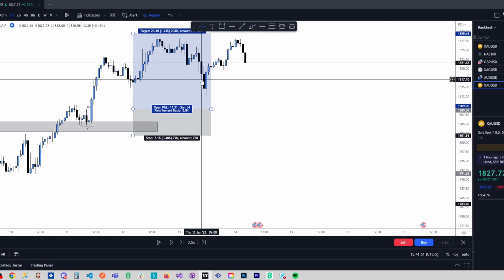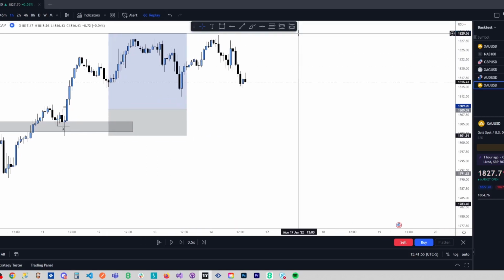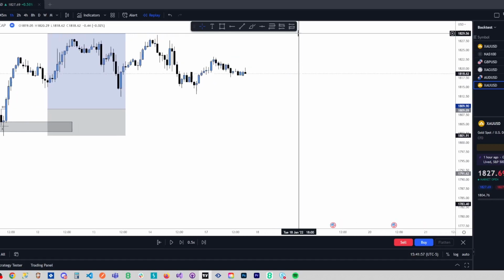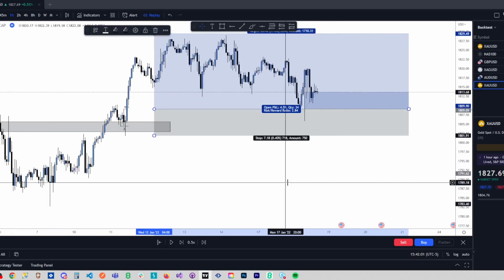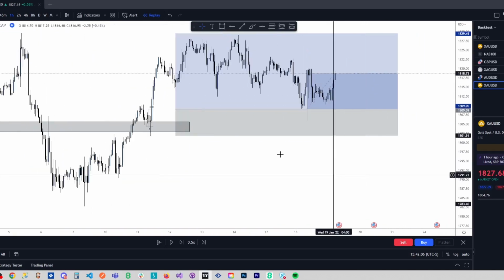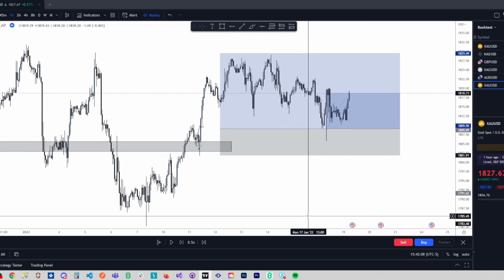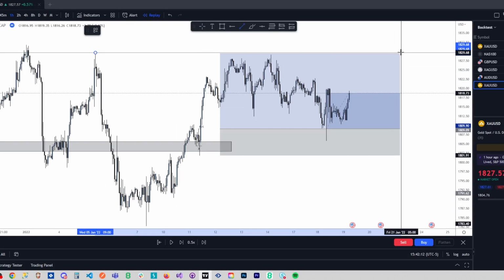High not taken out yet. High still not taken out. All right, we have been tapped into the trade after a few days. You see we are in profit right now. Price is creating structure. The reason I still accepted to go into this trade is because price did not take out RTP. It did not take out this high yet.